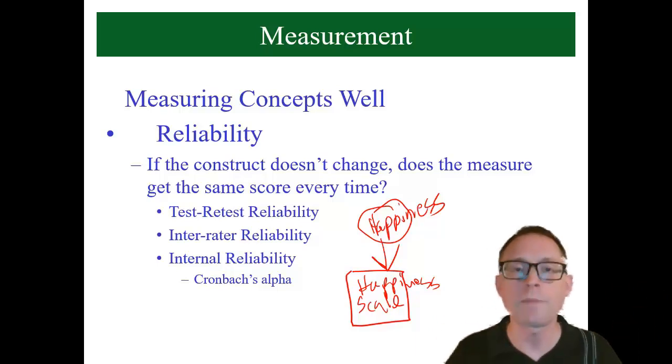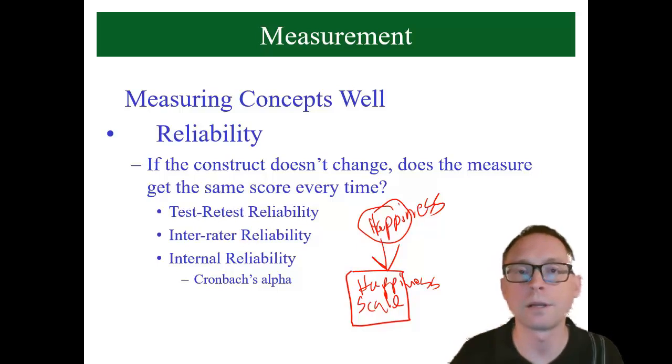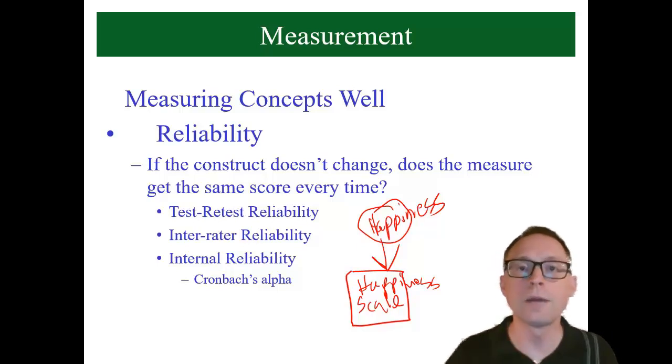In the same way with happiness, let's assume you take the happiness scale on Thursday, you get an 80. You take the happiness scale again the next Thursday, and assuming your happiness hasn't changed, you get an 80 again. That's good test-retest reliability. Inter-rater reliability is when an observational measure is being used.